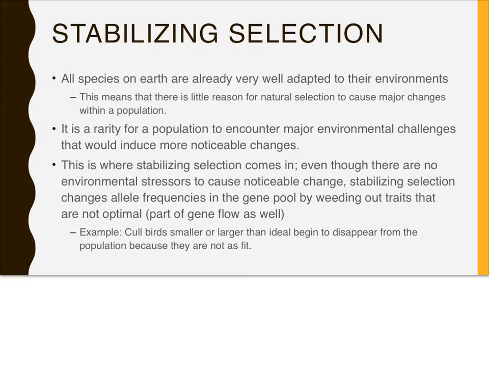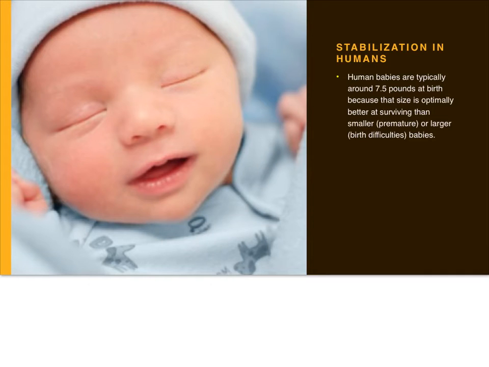Even though there are no environmental stressors to cause noticeable change, stabilizing selection changes allele frequencies in the gene pool by weeding out traits that are not optimal. This could also be considered part of gene flow. An example would include cull birds, smaller or larger than ideal, beginning to disappear from the population because they are not as fit.